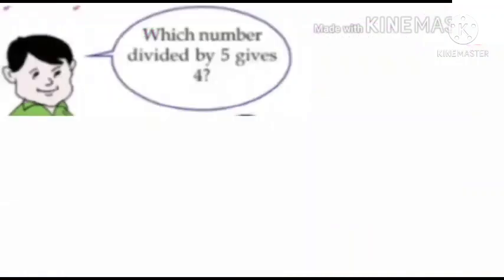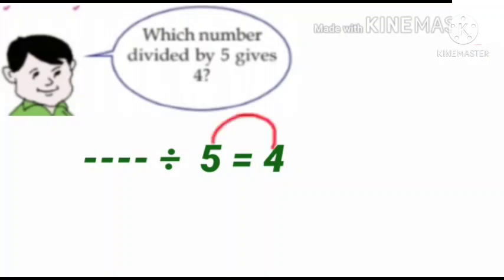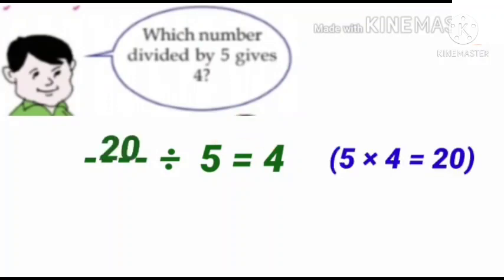Listen to the first question. Which number divided by 5 gives 4? That means when one number is divided by 5 we get 4. Here to find the missing number, multiply 5 by 4. 5 into 4 equals, yes, 20. So 20 divided by 5 equals 4. So children, which number divided by 5 gives 4? Yes, 20 divided by 5 equals 4.